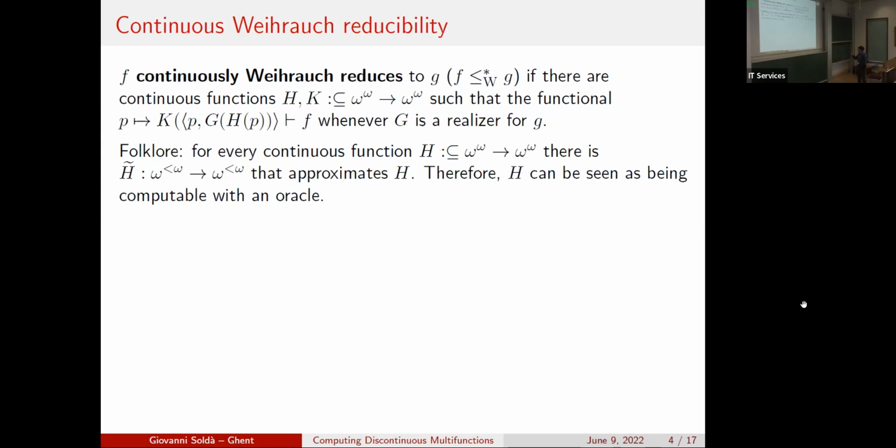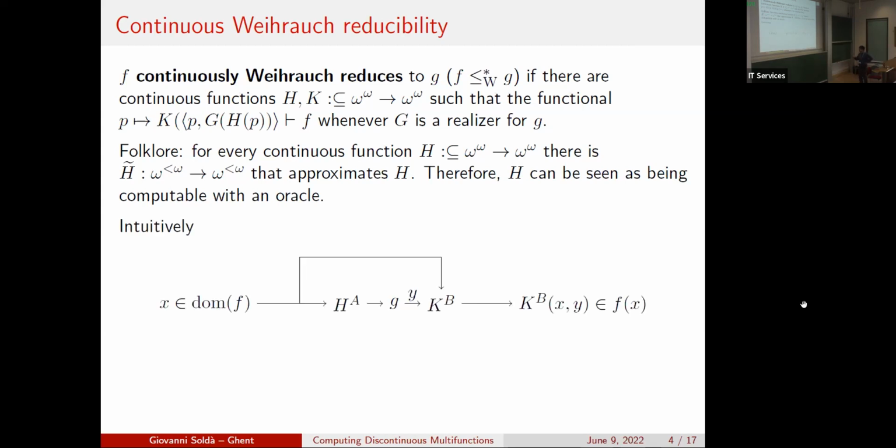And so in particular, this is not surprising, this is well known. So H can be seen as being computable with an oracle. In particular, this means that we can repeat the same diagram as before, essentially by putting some letters where it's convenient to put them. So continuous Weihrauch reduction is just the usual Weihrauch reduction, but you also want to have some oracles.